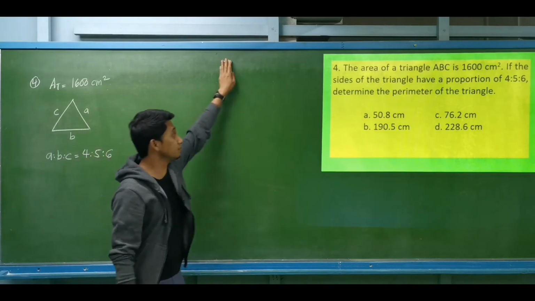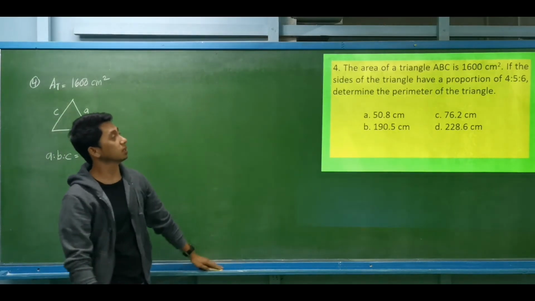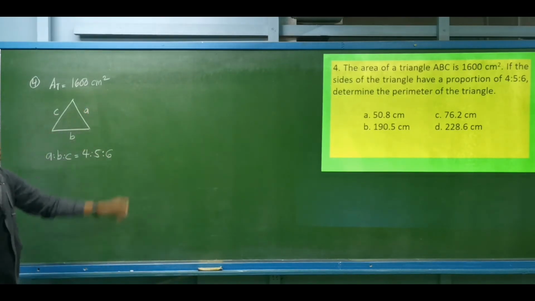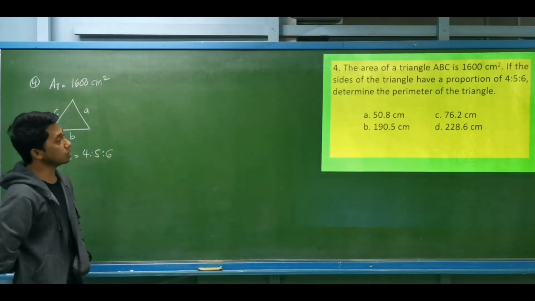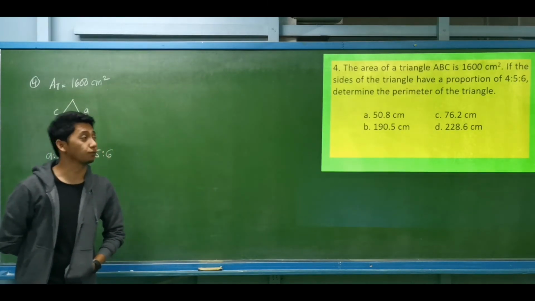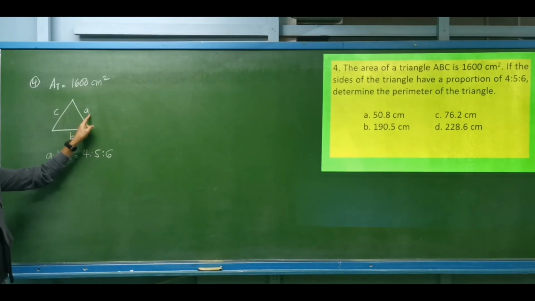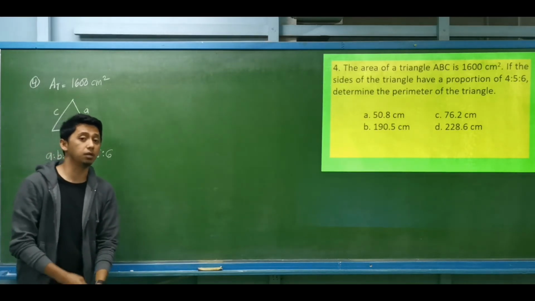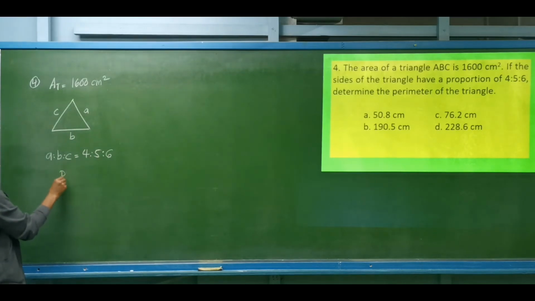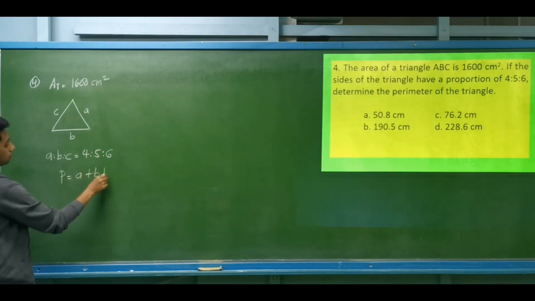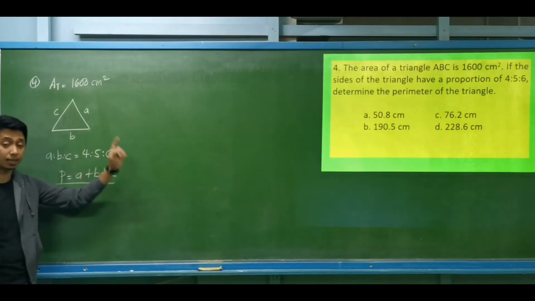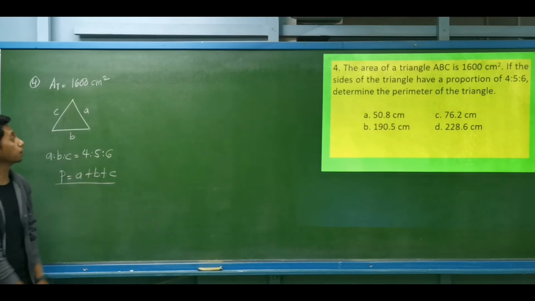Okay, so next example tayo. So sa number 4, sabi niya dito, the area of a triangle ABC is 1,600 square centimeters. If the sides of the triangle have a proportion of 4:5:6, so sabihin na lang natin for the sides ABC, A is to B is to C is equal to 4:5:6, determine the perimeter of the triangle. So paano ba kumuha ng perimeter? That is basically A plus B plus C. So mapapansin nyo, tatlo yung unknowns natin. Gawin lang natin isa. Gamitin natin yung mga proportion.